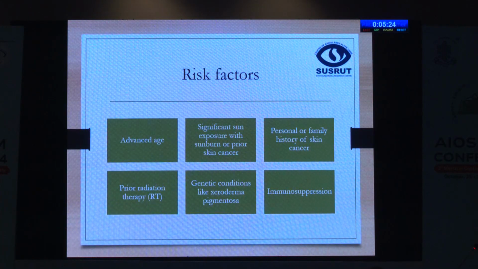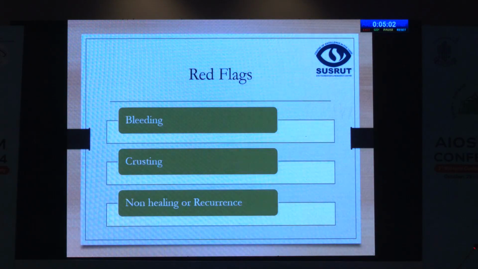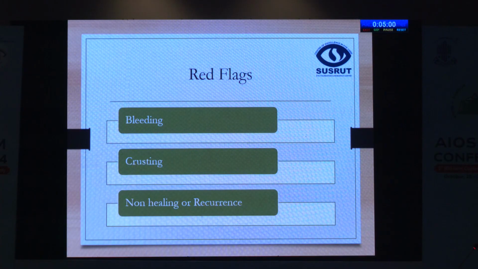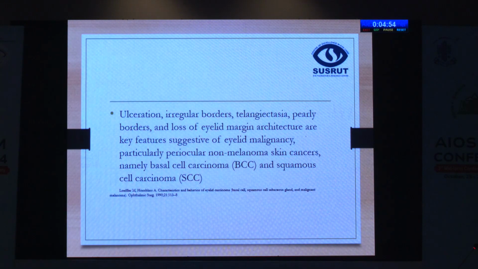The different risk factors are advanced age, significant sun exposure, personal or family history of skin cancers, genetic predispositions, prior radiation therapy, or immunosuppression like certain genetic diseases, and also graft transplant patients, patients on immunosuppressive therapies, and HIV positive patients. The red flag signs for any eyelid tumors are bleeding, crusting, non-healing, or recurrence.